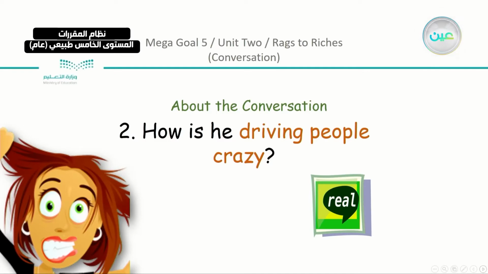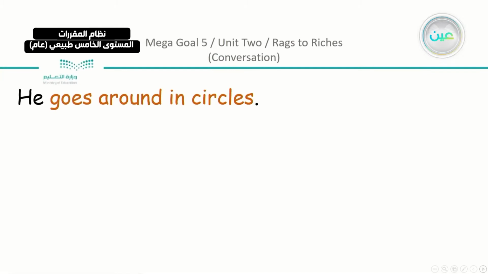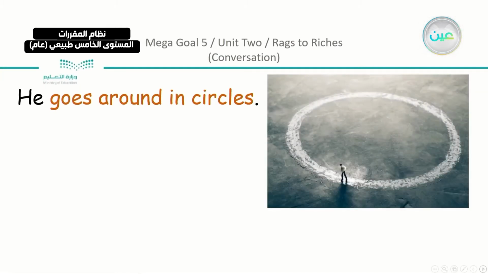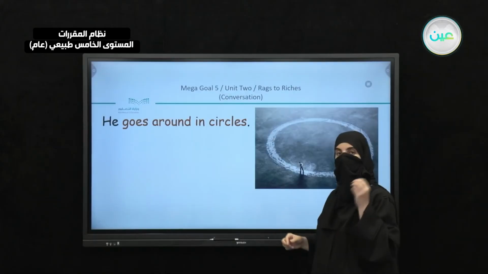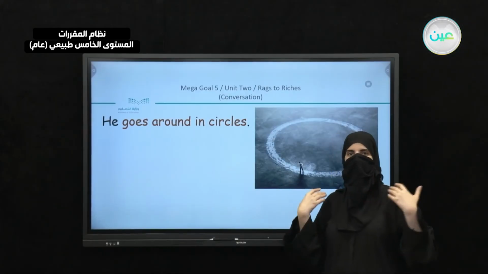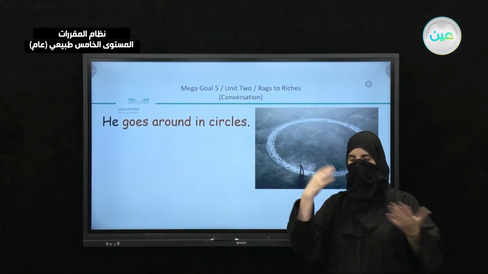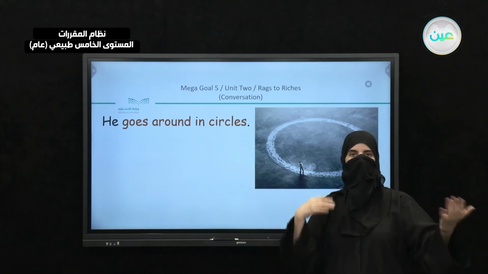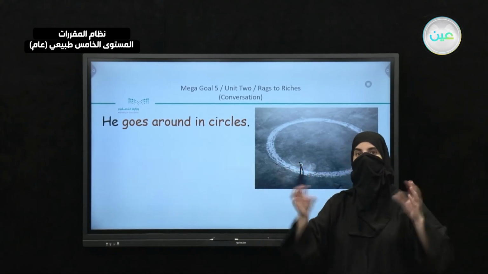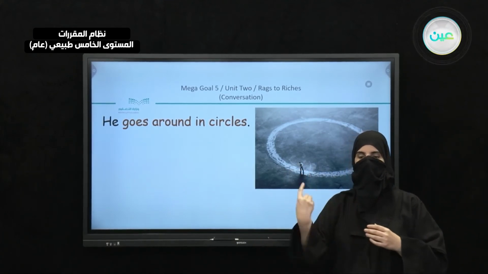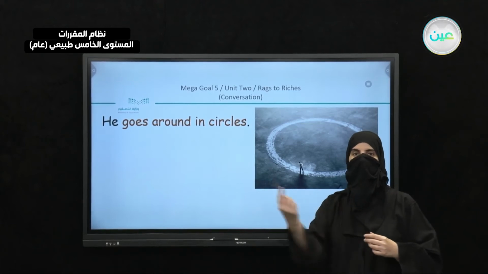Okay, back to the question we have here. How is he driving people crazy? First, he goes around in circles. Now, this doesn't mean that Ahmed is really going around in circles. This is also another part of real talk, which means that he has no goal. He doesn't have an end that he's going to, and he's just going around and around the same ideas. He doesn't have a decision. So this is what we mean by going around and around in circles.